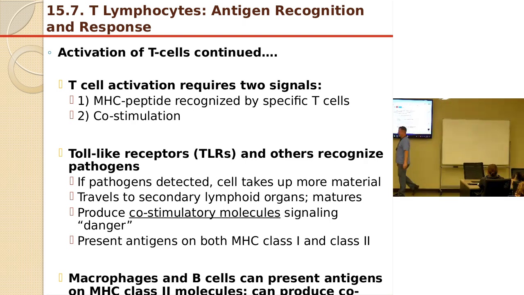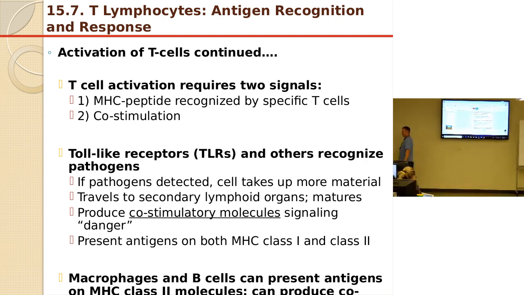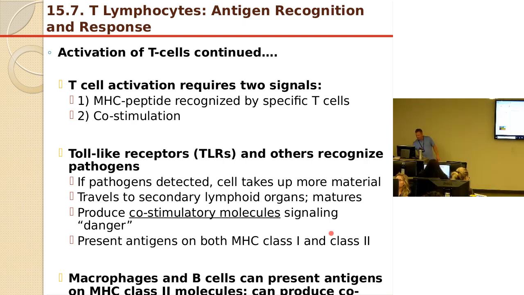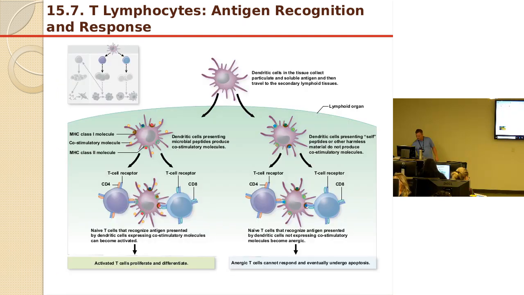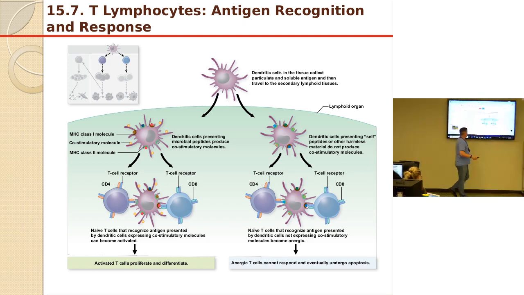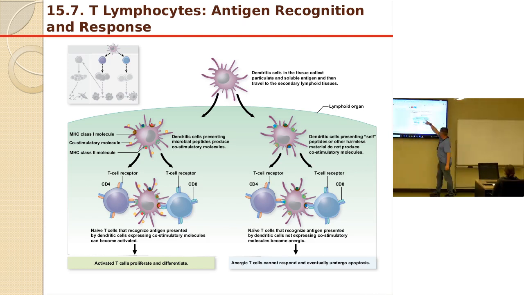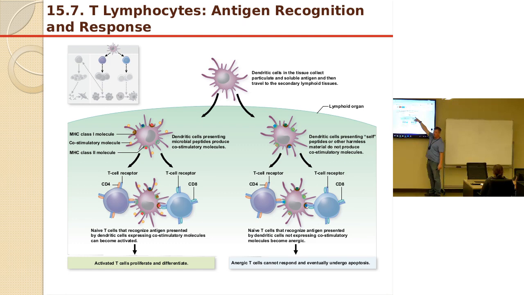Macrophages and B cells can present on MHC class 2 and produce the co-stimulatory signals. All right, so here's an example of both of them. Starting up here, you have the dendritic cell in the tissue. I'm just going to read it to you since it's kind of small type. It says dendritic cells in the tissue collect particulates and soluble antigens and then travel to the secondary lymphoid.